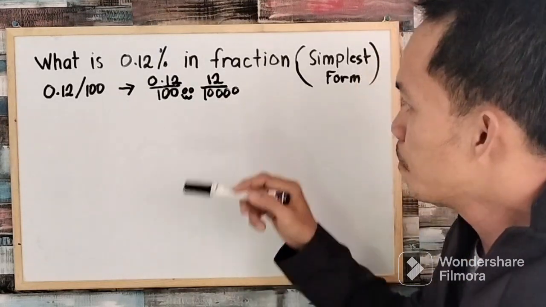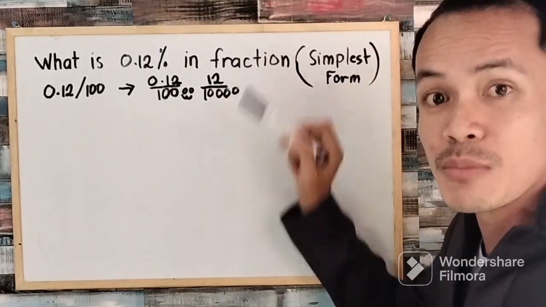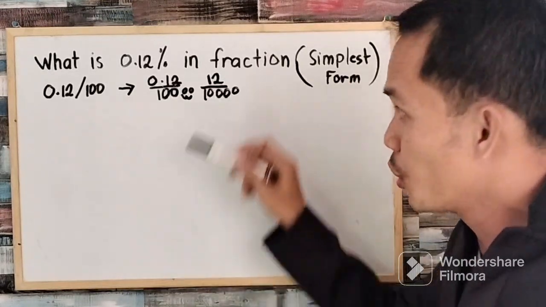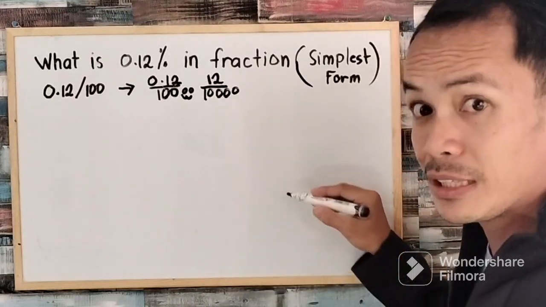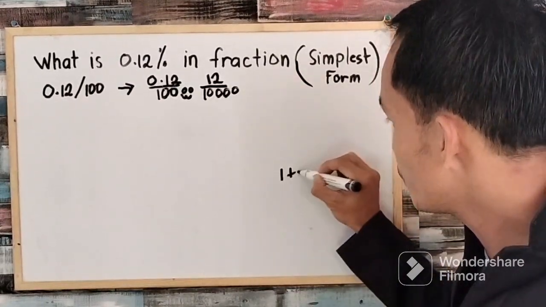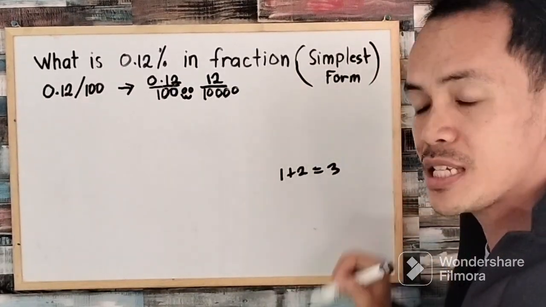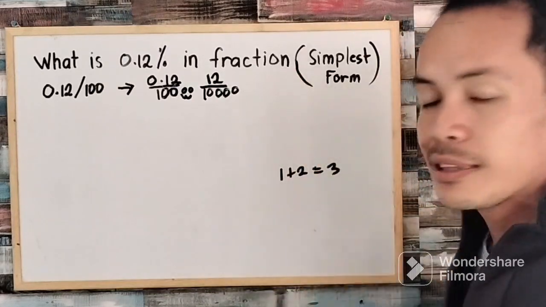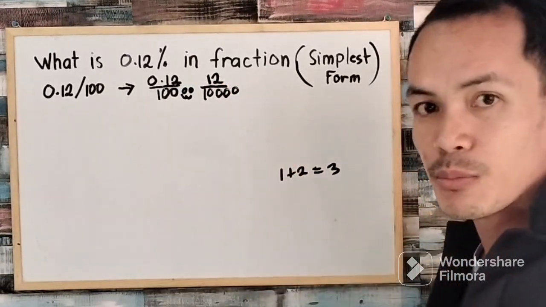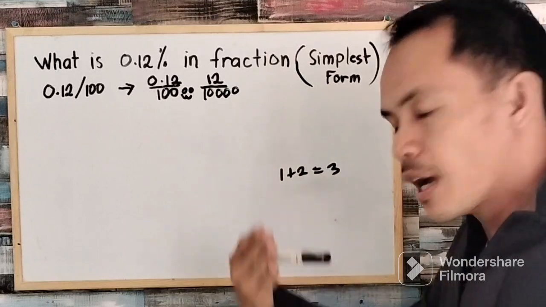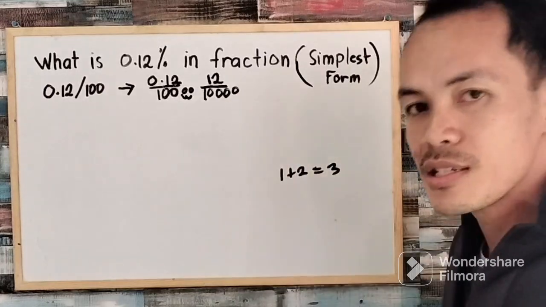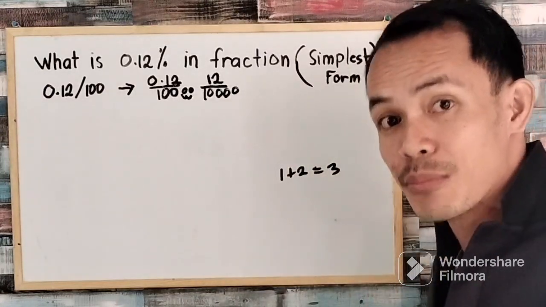Let us check. Okay? So, 12 is divisible by 3. Because if you divide 12 by 3, that is 4. Or you can also apply the divisibility rule, which is you have to add all the digits, 1 and 2, that is 3. If the answer is divisible by 3, that means that number is divisible by 3. Okay? So since 3 is divisible by 3, 12 is divisible by 3. But 10,000, is it divisible by 3? No. Okay? So 10,000 is not divisible by 3, so we cannot use number 3.